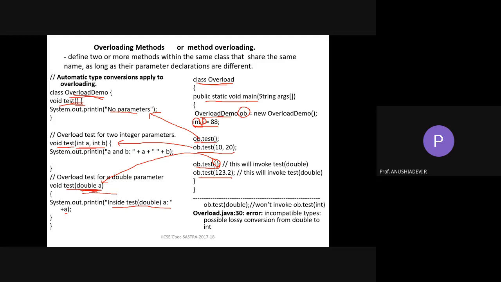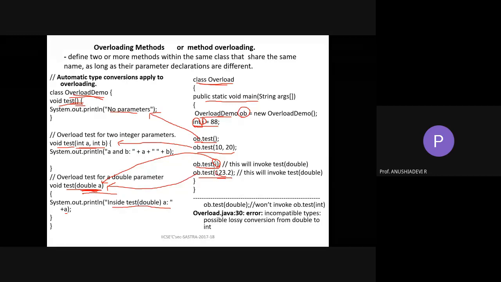But here I am calling ob.test with 132.2, which again will call the same method. So now the same data type matches. Here also double and here also double. By default in Java, constants are taken as the double data type. So this is double and this is also double. But here I am passing an integer that is automatically converted to double.